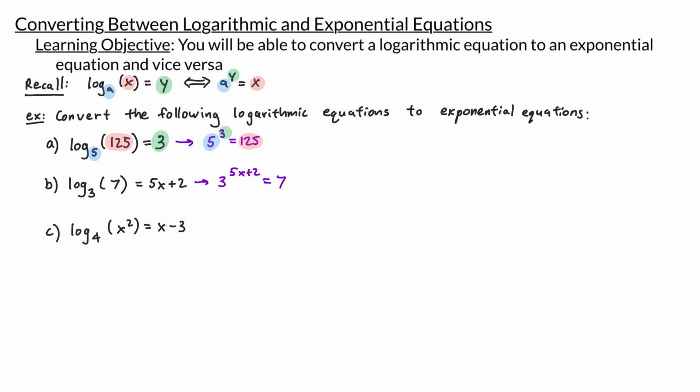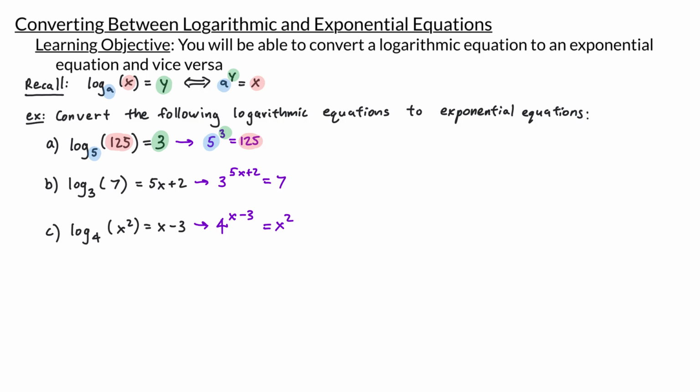Let's do one last one. In example C, we have log with base 4 of x squared is equal to x minus 3. So let's convert this into an exponential equation. The base of our logarithm, 4, becomes the base of our exponential. The result of the logarithm becomes our exponent. So this is 4 to the power of x minus 3. And the thing that we're taking the logarithm of is the result of the exponential equation. So we have equals x squared on the right-hand side. So this is how we convert from logarithmic equations to exponential equations.